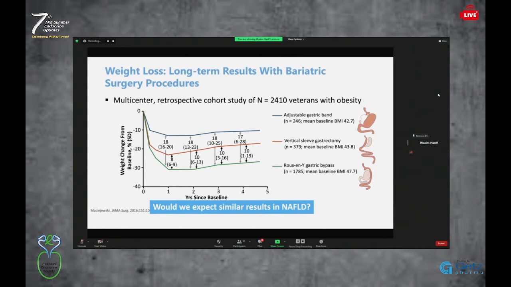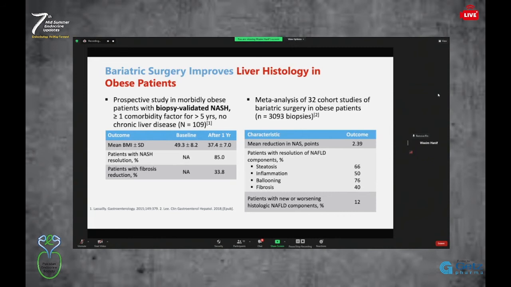We are getting more and more data from the bariatric surgery, and this study actually shows that you could achieve significant weight loss by bariatric surgery, mostly through vertical sleeve gastrectomy or Roux-en-Y bypass, but do we expect similar results in NAFLD? If you look at the prospective study in morbidly obese patients with biopsy validated NASH, with greater than one comorbidity factors for greater than 5 years, and a meta-analysis of 32 cohort studies, it does show resolution of steatosis in nearly 66%, inflammation in 50%, ballooning in 76%, and fibrosis in 40%. So again, suggesting that bariatric surgery is a treatment option and it will work.